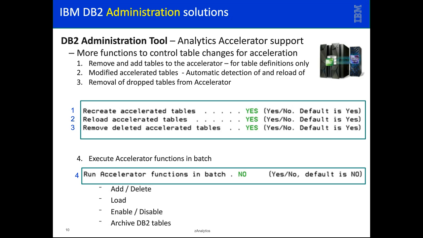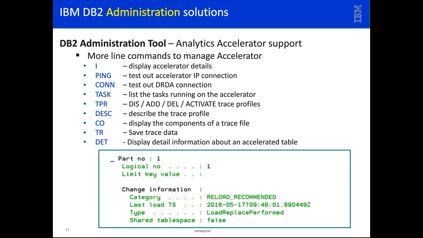On this slide, as part of the Analytics Accelerator support, we've also given you a lot of new line commands. So think about it. If you go to your accelerator, you're now able to ping, to do a handshake to the accelerator, to look at your trace files, to describe trace profiles, to save the trace data sets, and this we provide in addition to what you do today. Let's go to the next slide.